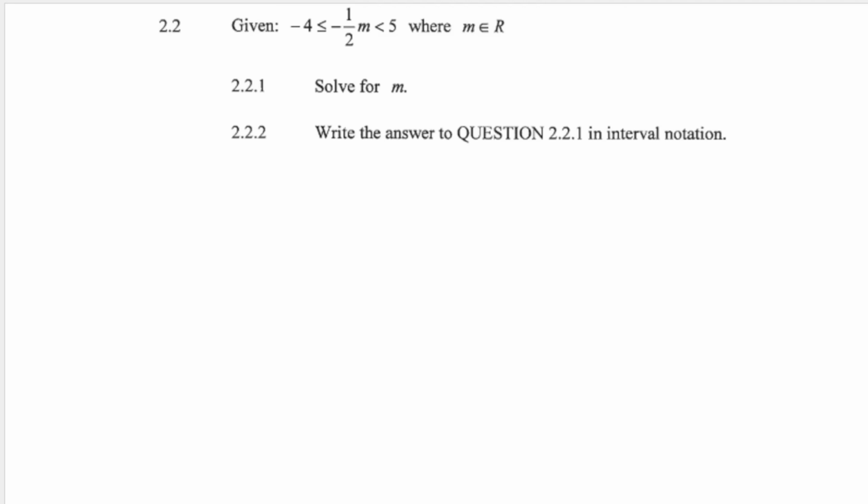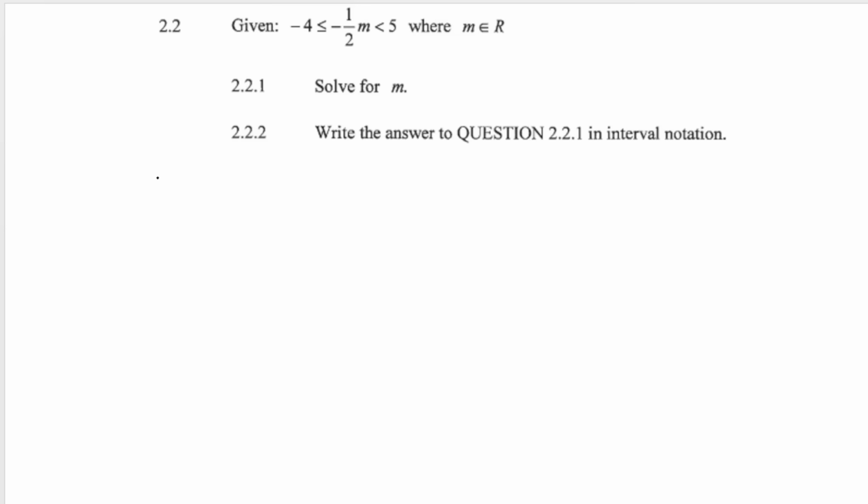Our next question, 2.2, is involving an inequality. So we know we're dealing with inequalities when we see these symbols. You apply similar rules to when you do equations, but there's a little bit of extra that you need to know. So it says given negative 4 is smaller than or equal to negative half m, which is smaller than 5. So basically negative a half m occurs between these two values, where m is an element of real numbers. So m is a real number.